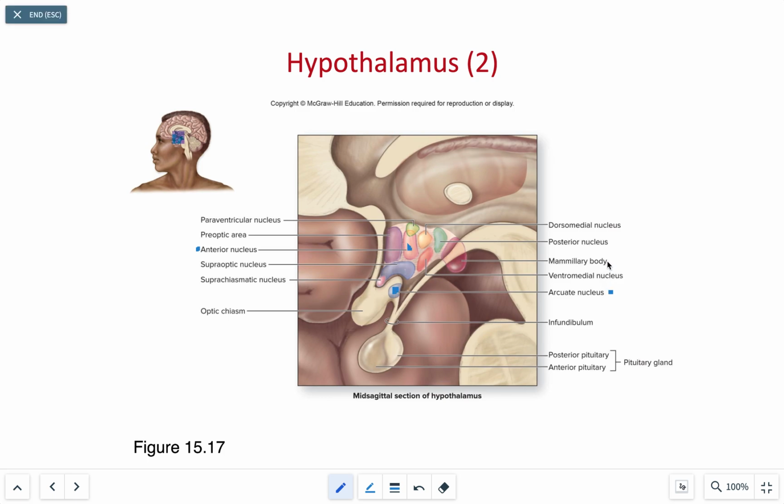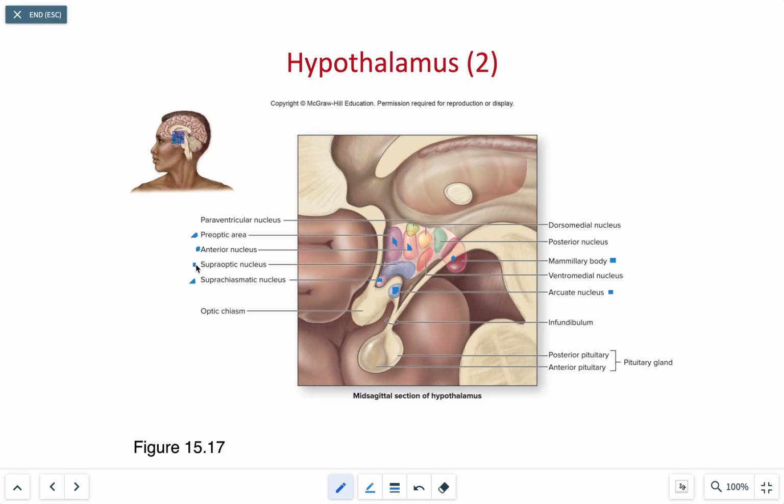The mammillary body, this area right here, is going to control the process of swallowing. The preoptic area, the dark purple, is going to regulate your body temperature. The suprachiasmatic nuclei, very small, are going to regulate your sleep-wake cycles and play a role in your circadian rhythm.